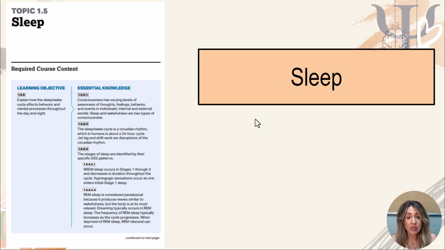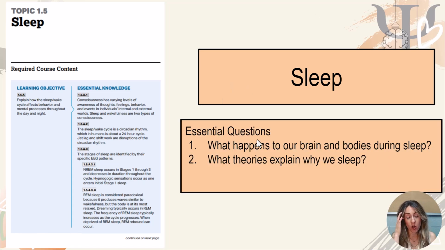And when we're talking about sleep, there's really two essential questions that we're going to hope to get at. So the first is what happens to our brains and our bodies during sleep? And then second is what theories explain why we sleep and what happens if we don't.